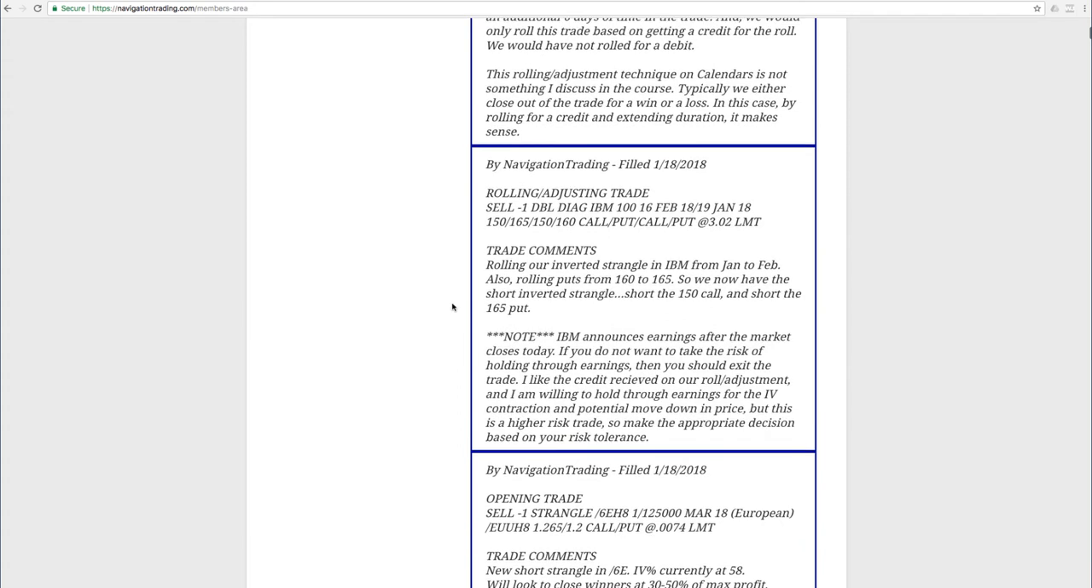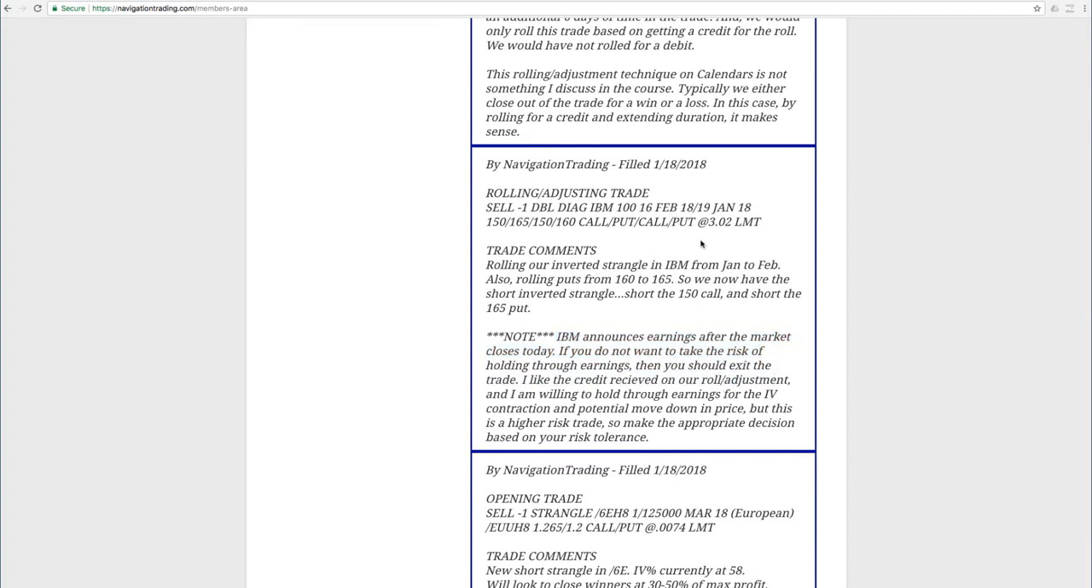Next, IBM. Okay, so this was another one that I want to talk about because this was interesting. IBM is a trade that we put on as a short straddle right after they announced earnings last time. So we've been rolling and adjusting and making the mechanical adjustments, and now they announced earnings yesterday. As a note, I mentioned IBM announces earnings after the market closed today. If you do not want to take the risk of holding through earnings, then you should exit the trade.